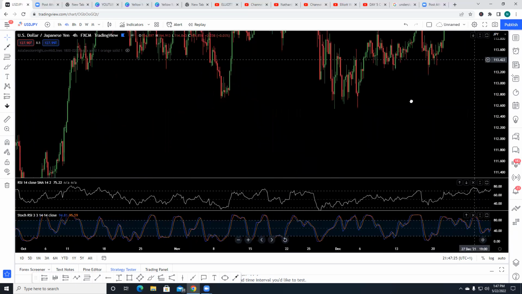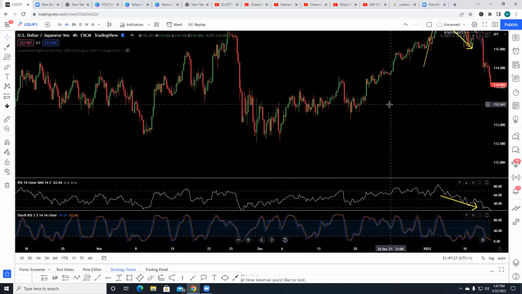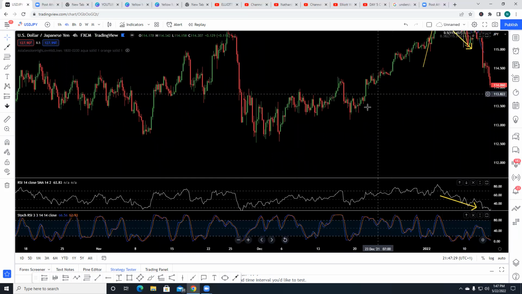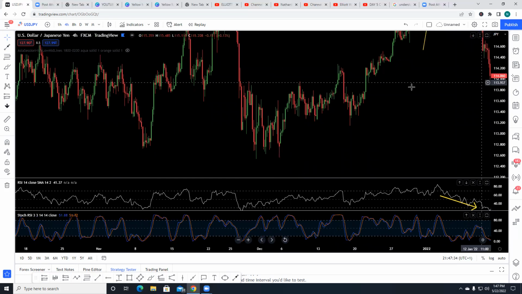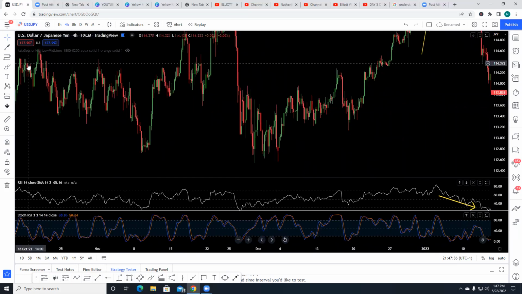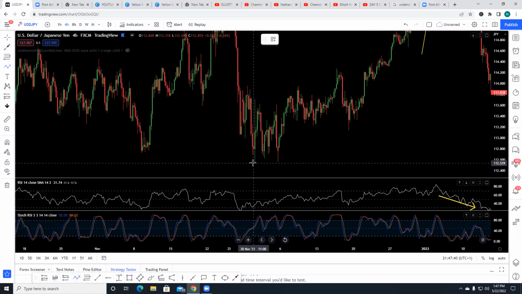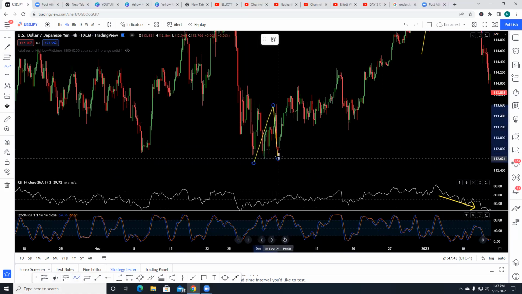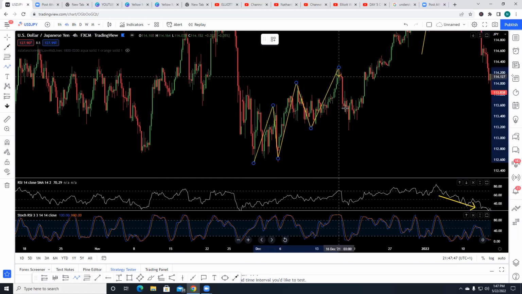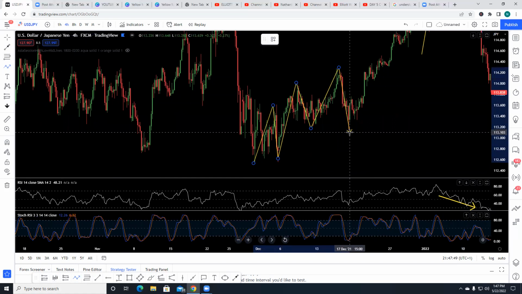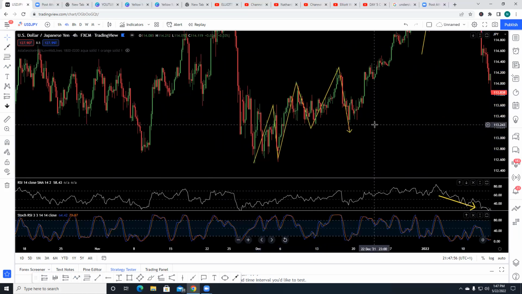Let's see another confirmation. What I'm doing for you right here is spotting a corrective structure and showing you how to spot the end of that corrective structure with the use of an indicator. You have 3 waves to the upside, 1, 2, and 3. Then you have 1. This is an expanding flat, guys. And you have this move to the upside. You have an expanding flat corrective structure.